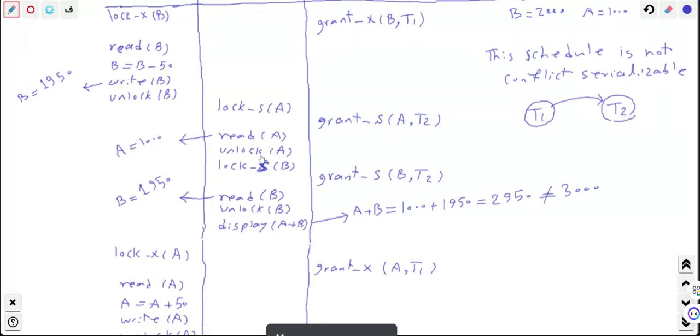Again, here we see T2 reads A, okay? And in the following, T1 writes A. These two operations are conflicting. Read A of T2 comes first and then write A of T1, because T2 reads A before T1 writes A after that. There is an edge from T2 to T1. So we have a cycle in the precedence graph.